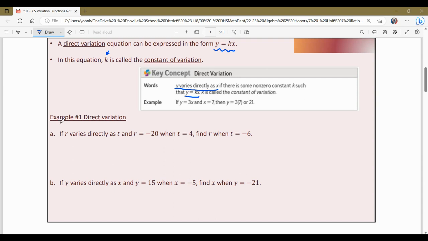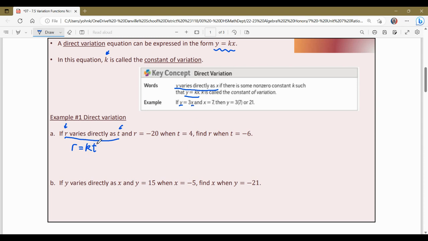All right, so let's see how these look. Number 1a, if r varies directly as t and r equals negative 20 when t equals 4, find r when t equals negative 6. So the first thing we're going to do is take the very beginning of the sentence, if r varies directly as t, and we're going to write the equation r equals k times t. So we're going to take the letters that are in the problem, r and t. Those are kind of like our x and our y. And then we're going to figure out what our k is.